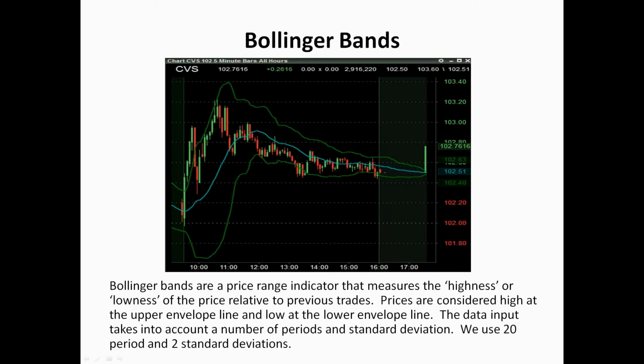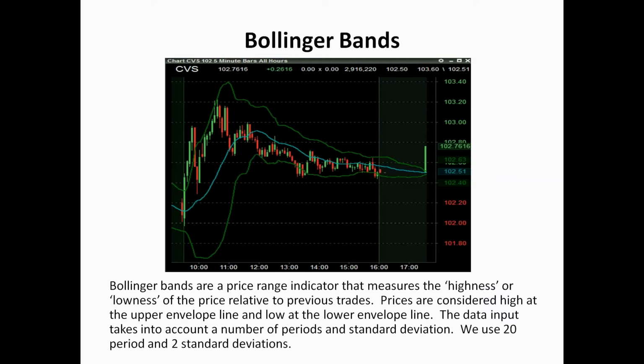Now, lastly is Bollinger Bands. Now, Bollinger Bands are a price range indicator that measures the highness or the lowness of the price relative to previous trades. Prices are considered high at the upper envelope, which is right here, and low at the lower envelope line, and the data input takes into account a number of periods and standard deviation. We use a 20 period and 2 standard deviations.